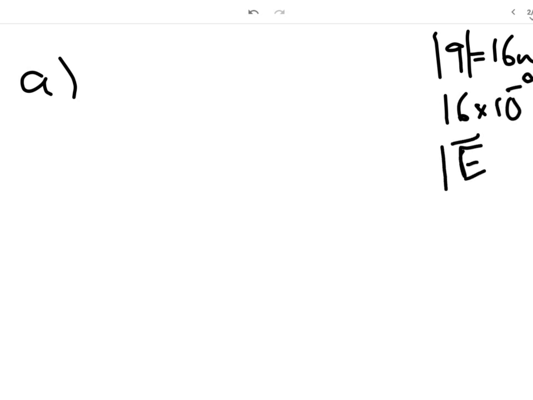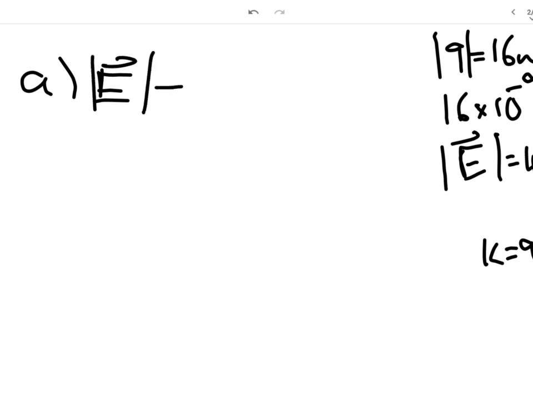So you have Q, it's equal to 16 nanocoulomb, which is 16 times 10 to the power of minus 9 coulomb. You also have the magnitude of the electric field, it's 4 times 10 to the power of 4 Newton per coulomb. You also have K equals 9 times 10 to the power of 9. So the formula is E is equal to K Q over R squared.